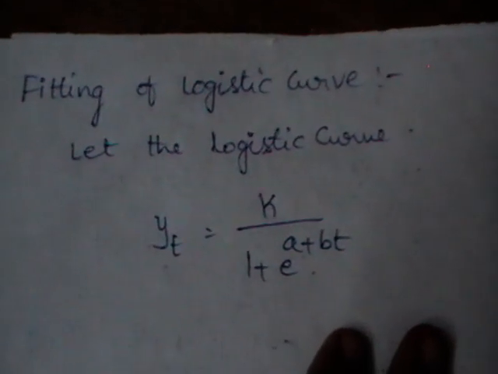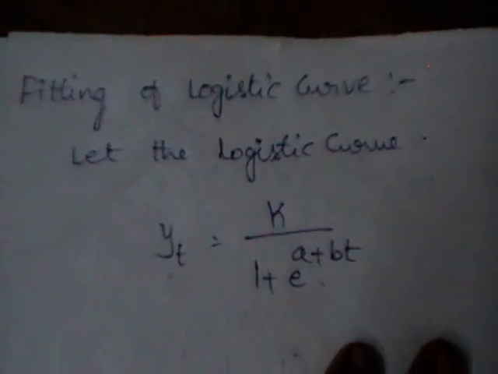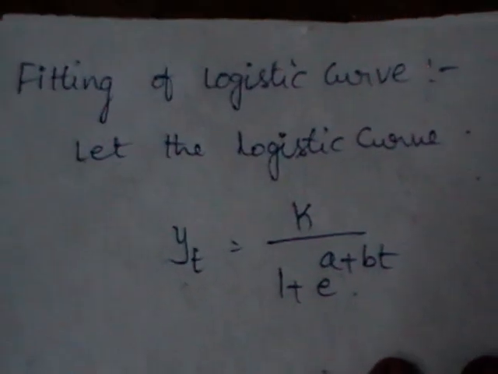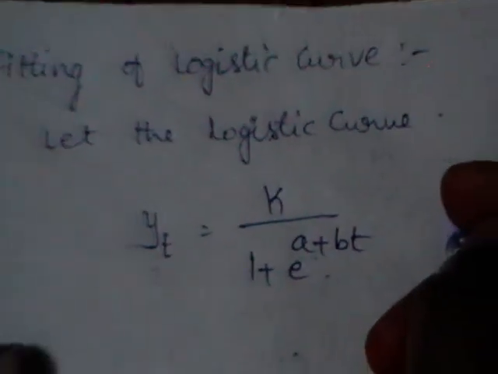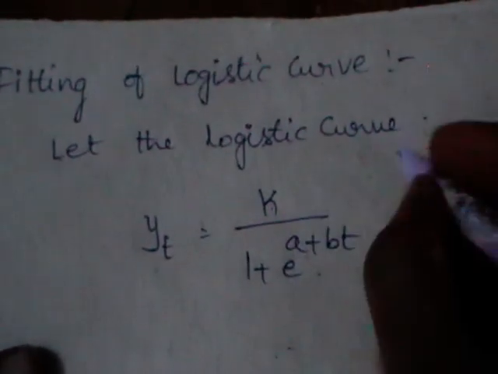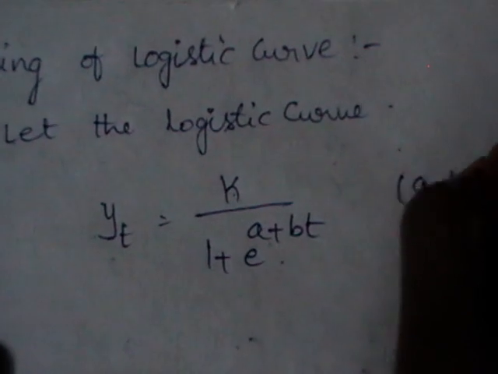The curve to be fitted is the logistic curve. The logistic curve is of the form y_t equal to k by 1 plus e power a plus b t. This is the form of the logistic curve. Here k is not a parameter, only a and b are the parameters here.